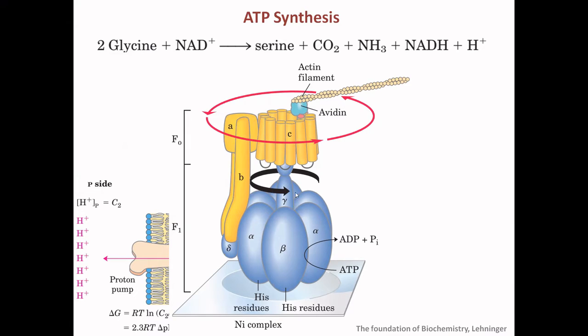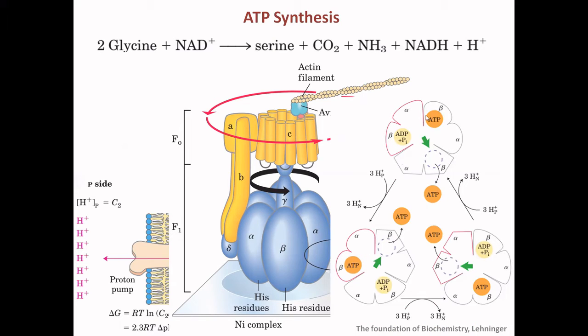There are three molecules of alpha and three molecules of beta. The alpha and beta molecules in the F1 complex form one unit, and there are three forms of it. One is the tight ATP binding conformation, another is the loose ADP plus inorganic phosphate conformation, and the third one is the beta empty conformation. When three protons pass, each of them will have this conformation in one rotation of 120 degrees.